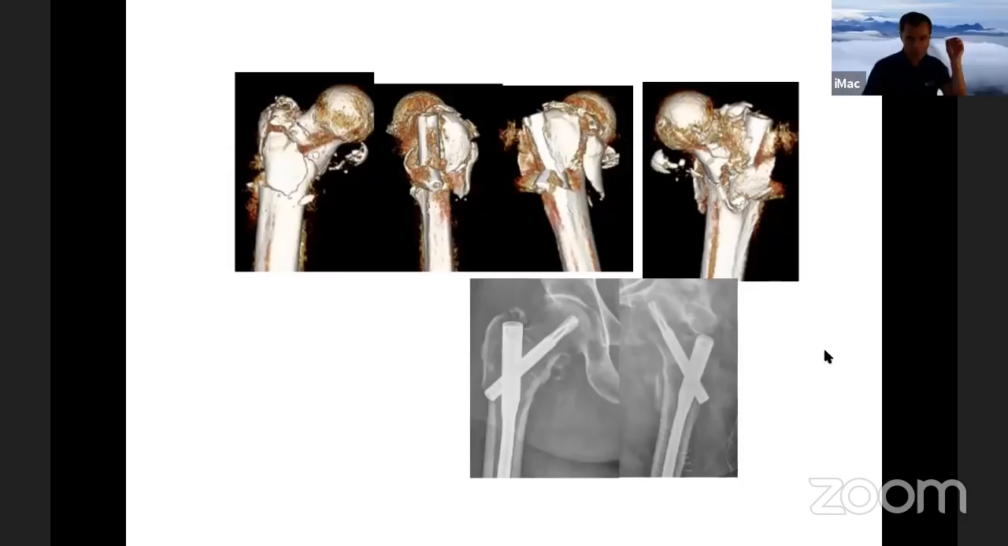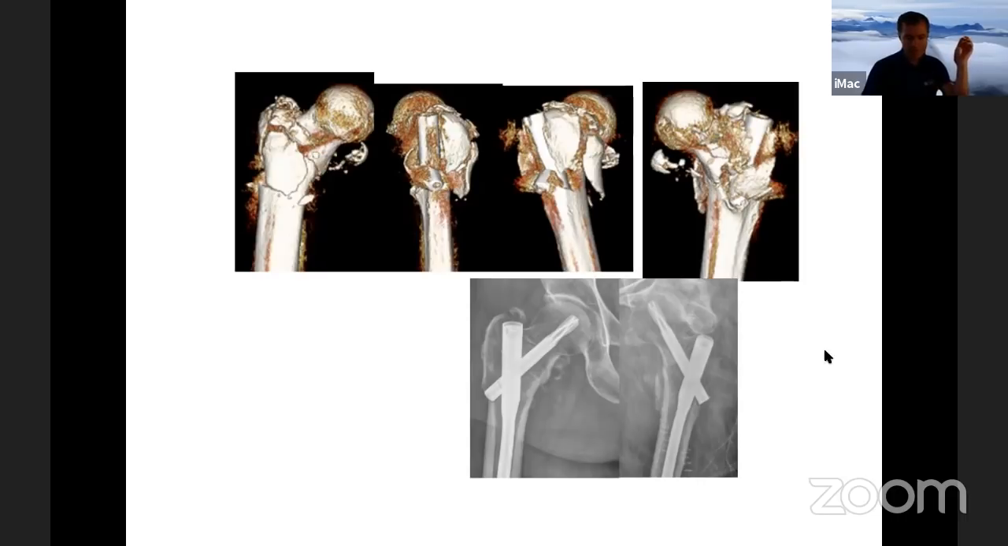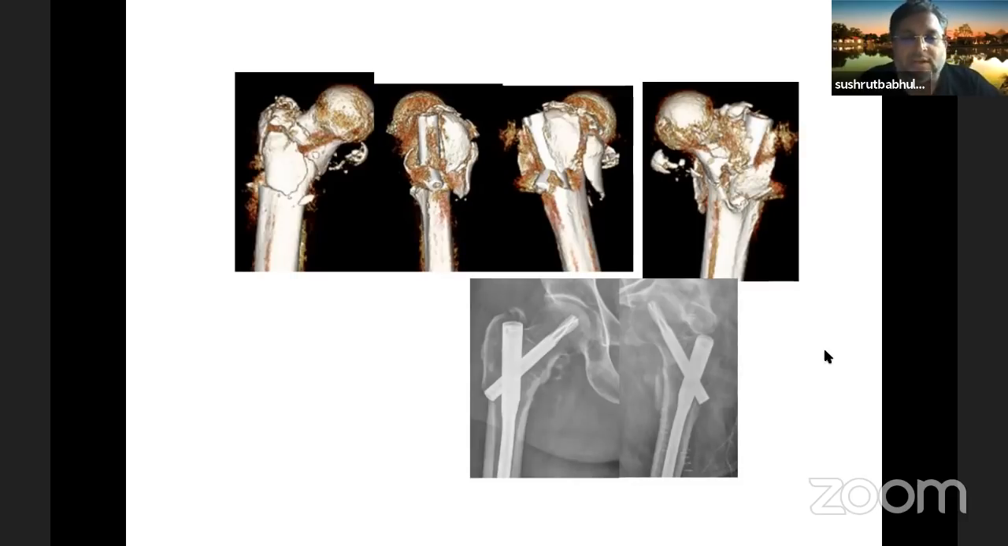So this is the CT scan of this patient after the surgery. Again, everyone wants to do the lateral wall augmentation here, right? What I also want to show is this intact huge chunk of greater trochanter. So it's a different patient, right?